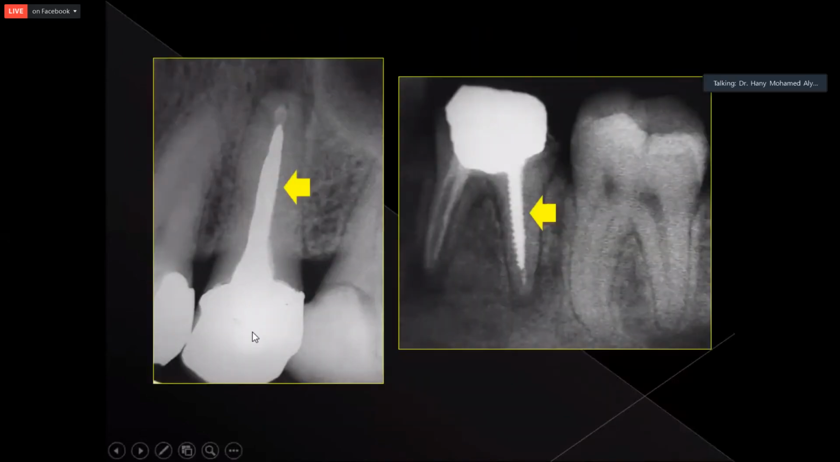Some of the errors also, this is a custom-made post, which is very long, only leaving about 1 mm for the GP. This is also another example of a very long post. Tiếp theo là một cái lỗi thường gặp nữa, đó là việc cắm cái chốt quá dài và cái phần gutta percha để lại chỉ có khoảng 1 mm thôi. Bên trái là việc sử dụng chốt đúc, còn bên phải là cái chốt chủ động.